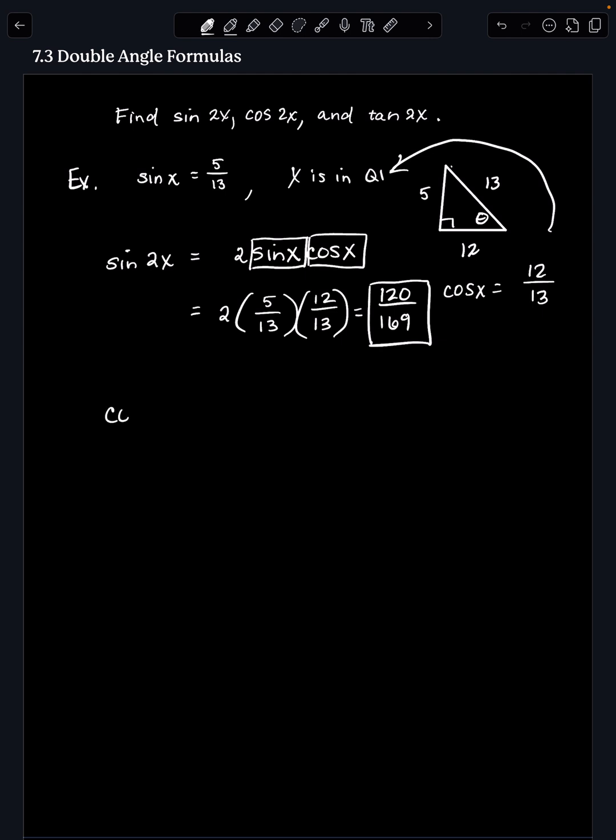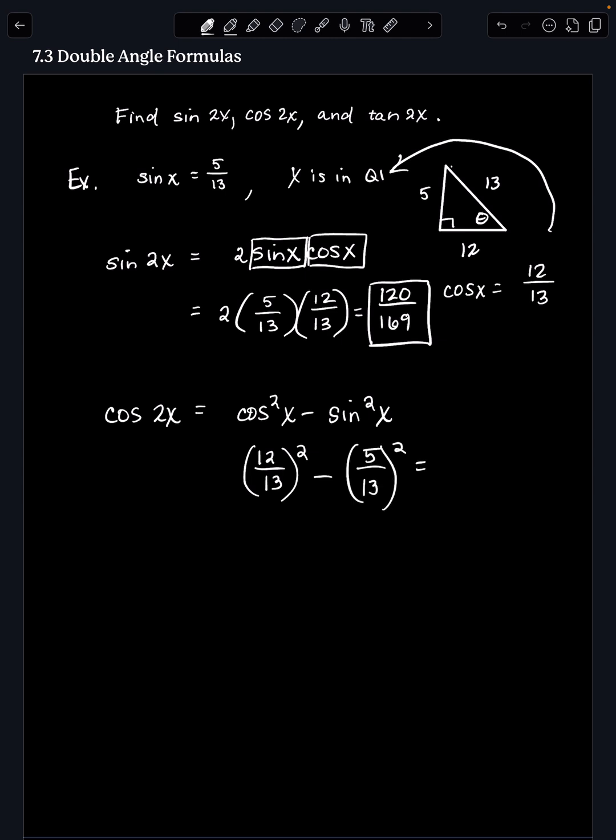All right, let's find the double angle for cosine. And we know that that is cosine squared of x minus sine squared of x. Cosine is 12 over 13. I square that. Then I subtract sine squared. So I get 144 over 169 minus 25 over 169, which is 119 over 169. All right, so that's the double angle for cosine.